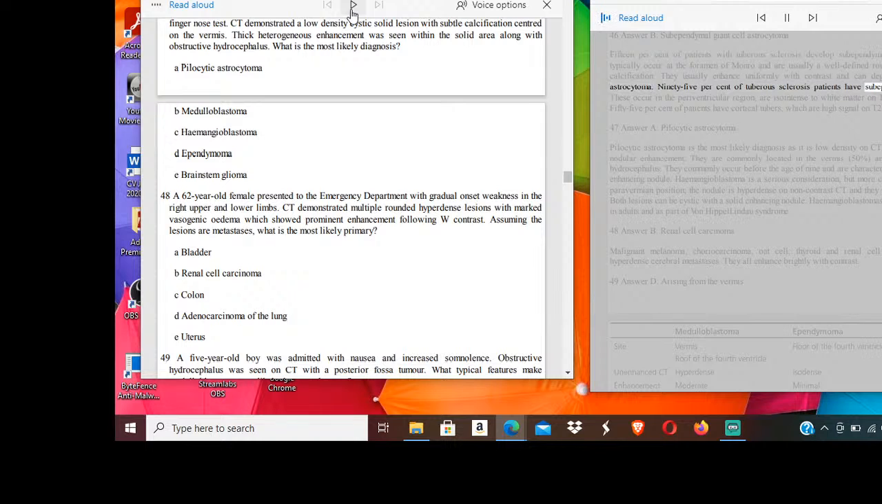95% of tuberous sclerosis patients have subependymal hamartomas. These occur in the periventricular region, are iso-intense to white matter on T1, and calcified on CT.